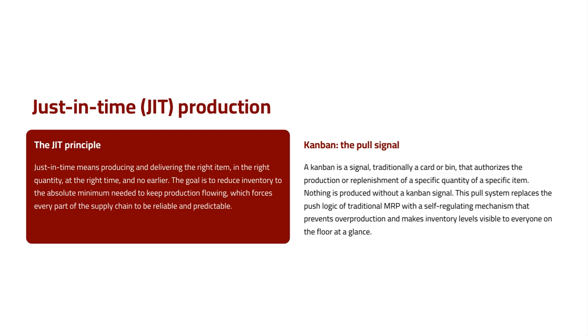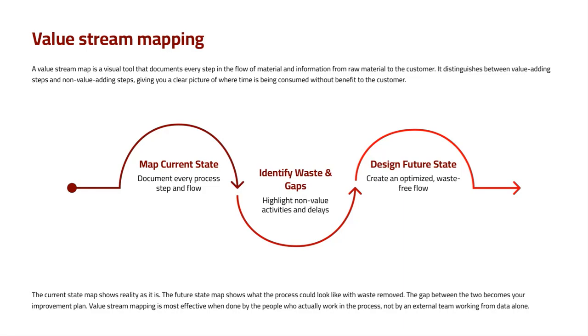Now, a key tool in this system is the Kanban. It acts as a pull signal, usually a card or bin, that gives a go-ahead to produce or replenish a certain quantity of an item. Without a Kanban signal, nothing is made. This pull system replaces the traditional push method, helping prevent overproduction and making inventory levels clear and visible to everyone on the shop floor.